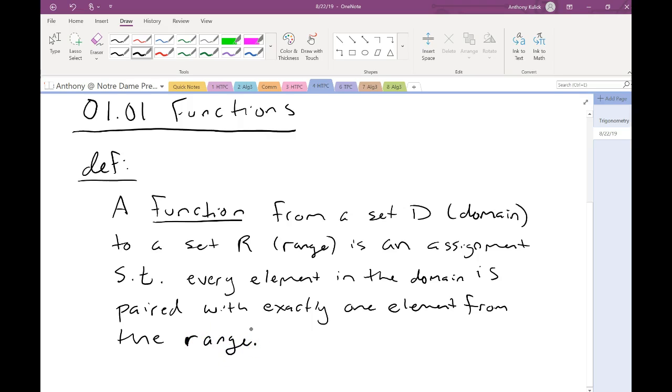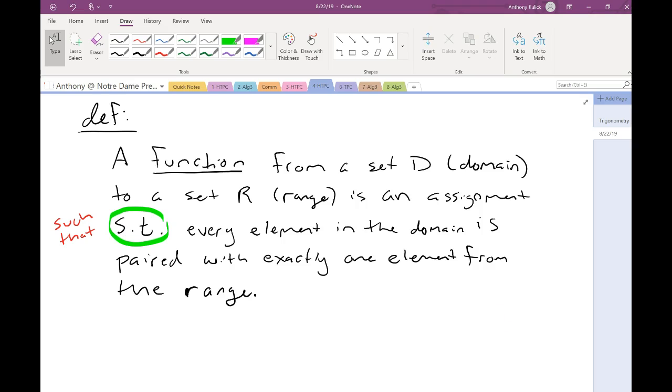Okay, so a function is from a set D to R, where D is the domain and R is the range. That's an assignment such that, so this little ST is a common mathematics abbreviation for the phrase such that, every element in the domain is paired with exactly one element in the range. And hopefully that feels like the familiar function definition that you basically remembered.